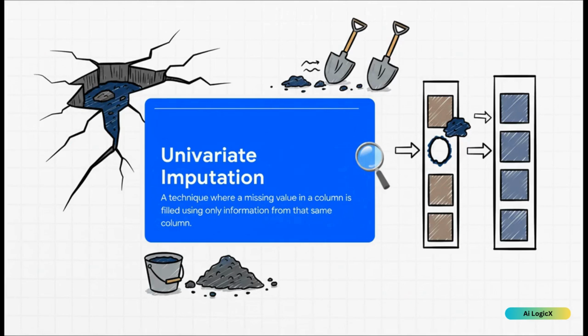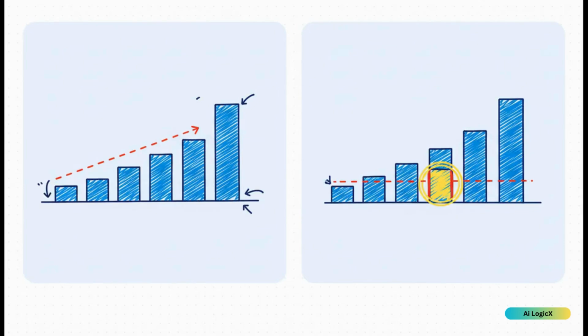Think of it like this. It's a very localized fix. You're only looking at the one column that has the problem, not the bigger picture of the whole data set. It's kind of like fixing a pothole using only the asphalt from the street it's on. So for columns with numbers, your two main choices are the mean and the median. The mean is just the good old average.